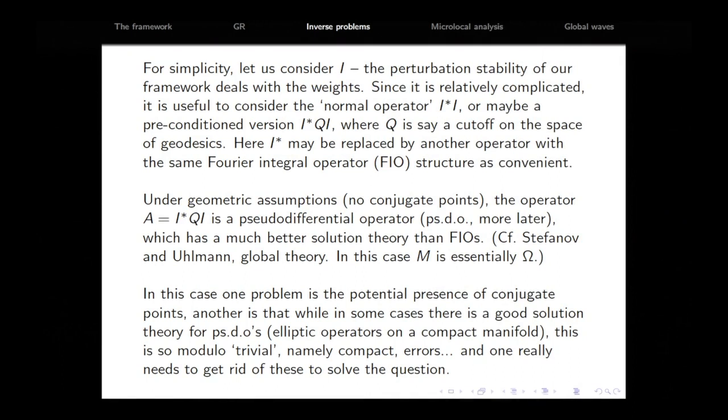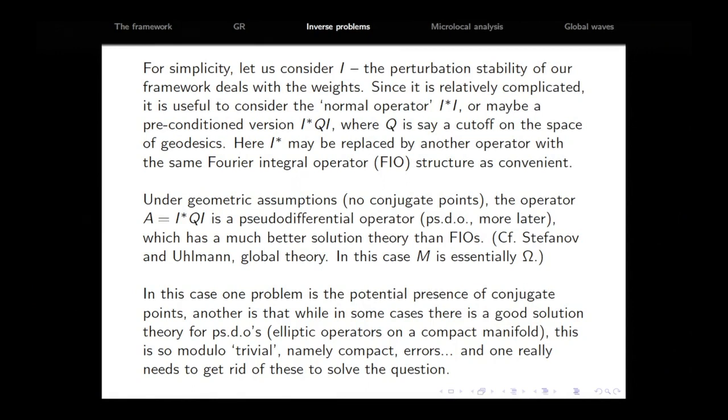In this particular problem, this goes back to Stefan and Luhmann. When you work globally on the domain, we'll try to change the problem in a moment. One problem when you work globally, as from say Earth sciences, is that there can be conjugate points for the geodesics, which means that this is not really going to be an absolute differential operator anymore. So there are going to be extra singularities for this operator.